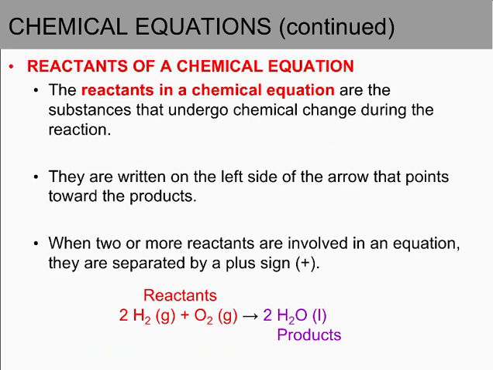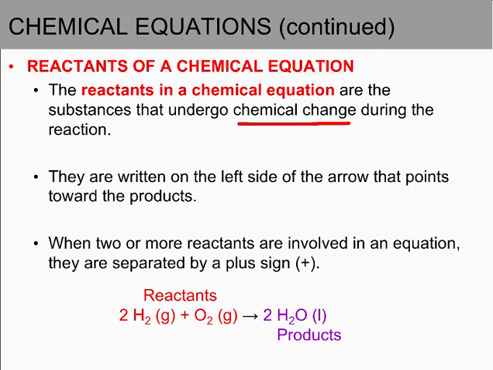All right. Now, the reactants in a chemical equation are the substances that undergo a chemical change during the reaction. So remember, a while ago we talked about chemical changes versus physical changes. So reactants are written on the left side of an arrow, and that arrow is going to point towards the products. Now, if we have two or more reactants, or even two or more products, we're going to separate those by a plus sign.